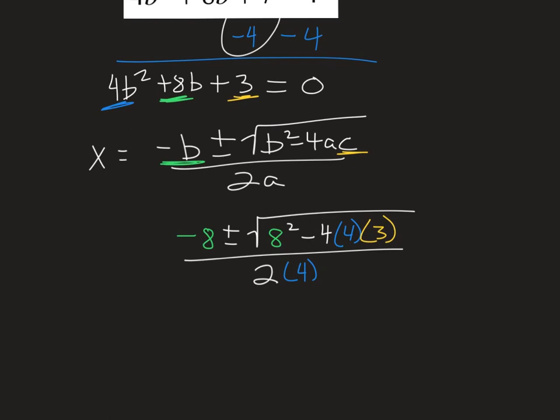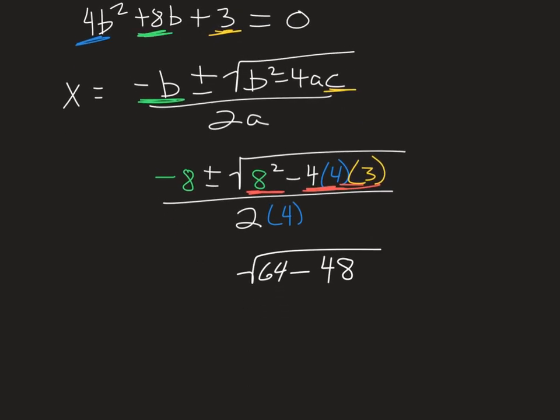Next step, we are going to clean up all that stuff that's underneath the square root symbol. So I'm going to start there with 8 to the second power, which is 64. I'm just going to write down my minus. 4 times 4 is 16. 16 times 3 is 48. And then 64 minus 48.